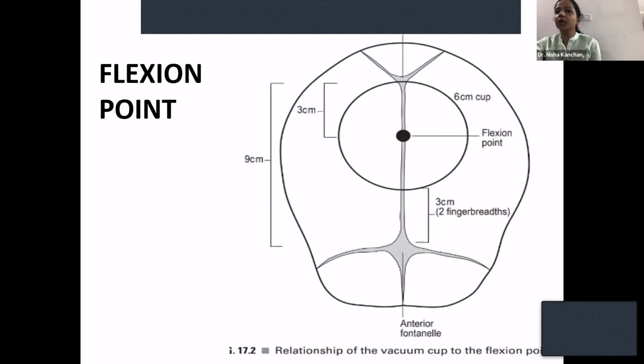So how do you confirm the flexion point? Once you apply your vacuum, try to feel that only 2 fingers go between the anterior rim of the vacuum and the anterior fontanelle. You should always try to put the vacuum as close to the posterior fontanelle as possible. When you put it as close to the posterior fontanelle, your center of vacuum is going to correspond to the flexion point.